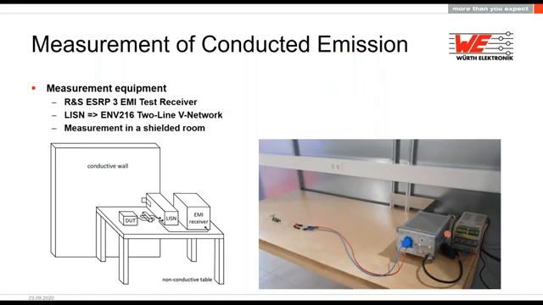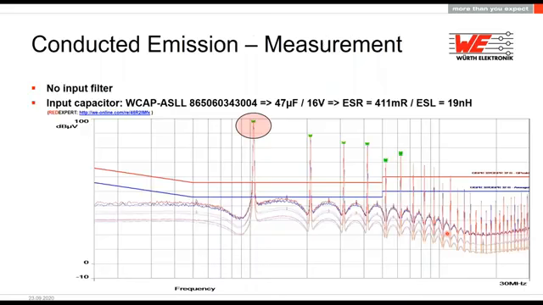So radiated emission was really critical, and I failed. I could not do anything to pass. I failed because the layout was so bad. But in the second version, I also did a better layout and I passed it. But here I will talk about the conducted emission.